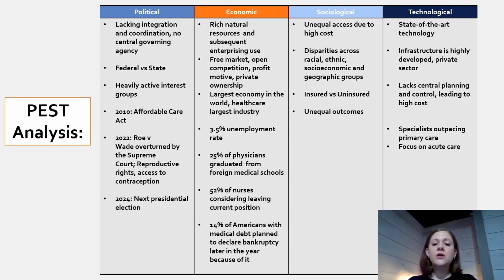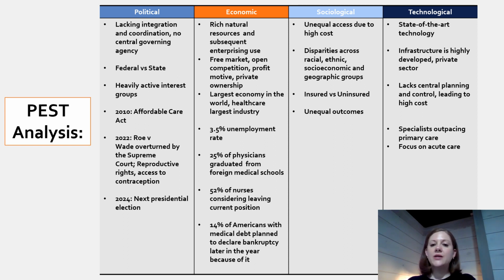Looking at workforce, 25% of physicians graduated from foreign medical schools, and 52% of nurses are considering leaving their current position. 14% of Americans with medical debt plan to declare bankruptcy later in the year because of it.